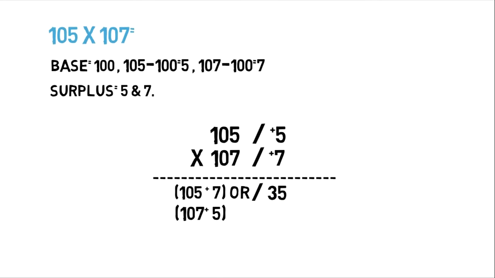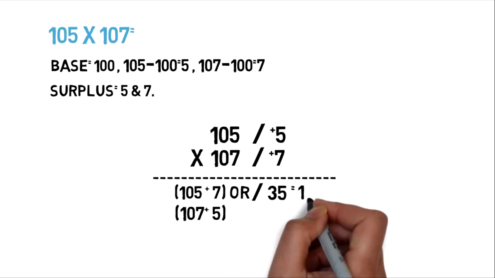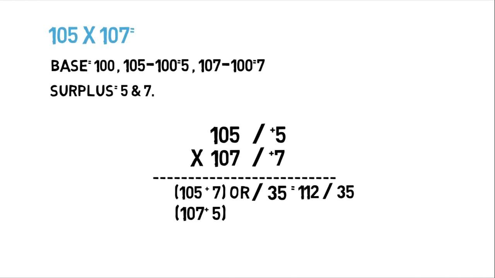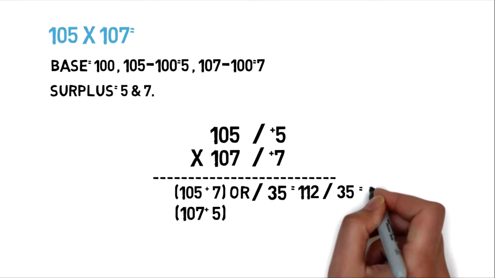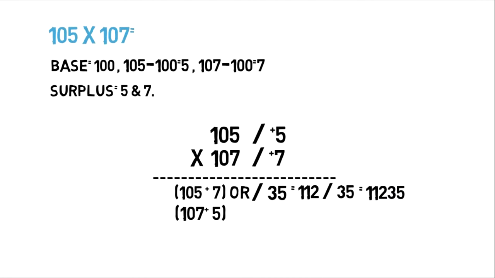Now what would we write on the right hand side? On the right hand side we would just take the product of the two surpluses, which in this case is plus 35. So we have got on the left hand side 105 plus 7, which is 112, slash, and on the right hand side we have the product of the two surpluses, 35. Thus we can write it as 112 slash 35, or the answer would be very simply 11235.